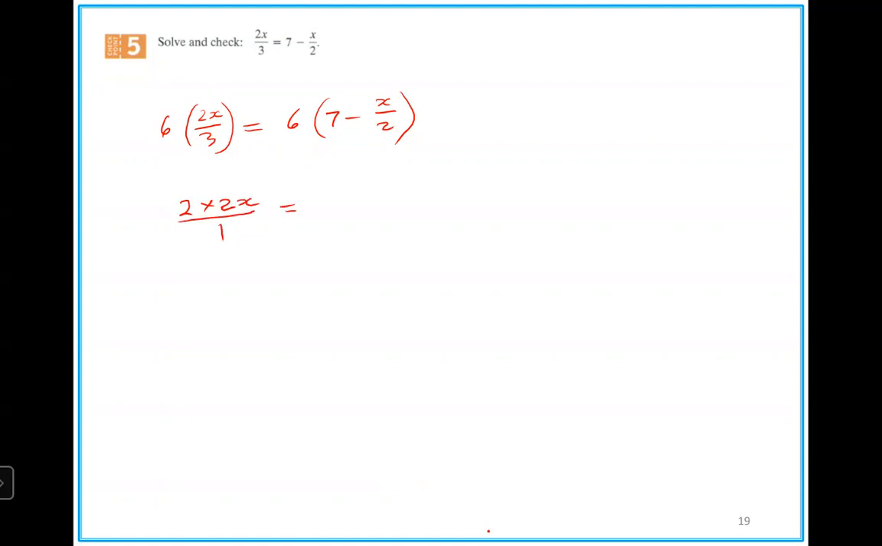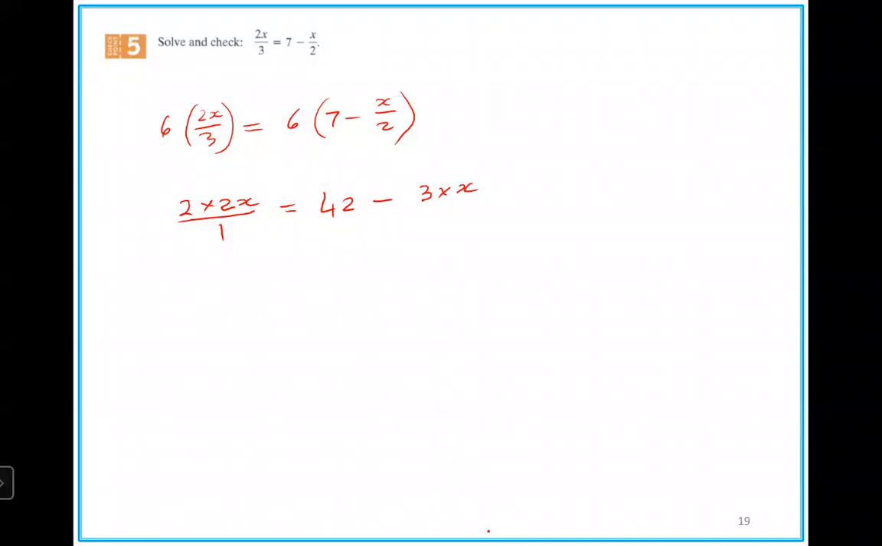Equals 3x divided by 1 minus 42, or the 42 came around the other way, minus x over 1 divided by 1. Well, when you cancel out the 2 on the 6, what do you get? When I cancel out the 2 and the 6, I get 3. Okay, so that should be 3 times.